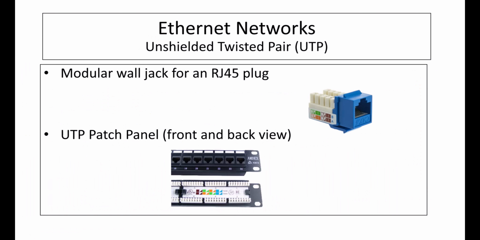Here's a wall jack on the top and a patch panel on the bottom. Wall jacks, we're plugging in a single device here. These might come in bundles of 2 or even 4, and again, if they do come in a bundle, I'll say 4, that's going to be 4 unshielded twisted pair cables. Each cable is going to have 8 wires in it.